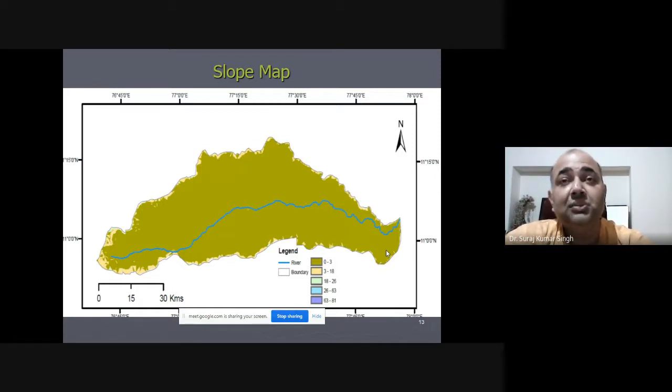So these digital elevation models are indicative of contours. Contours are imaginary lines joining the heights of the same area. So by seeing the height, you can say what kind of slope your area has, whether it is hilly, whether it is a plateau, whether it is plain, which are the areas which have high height, which are the areas which have low height.